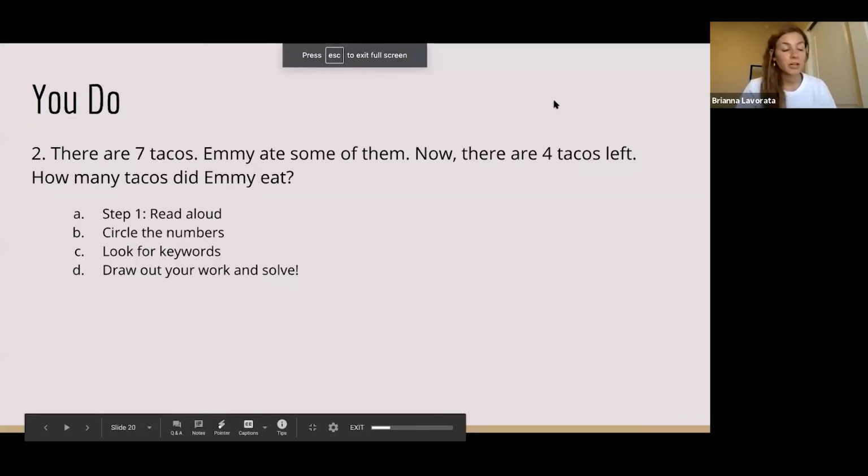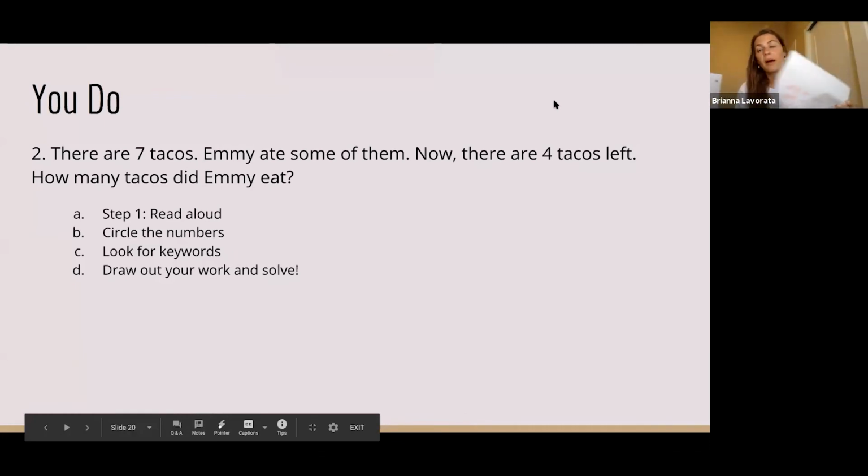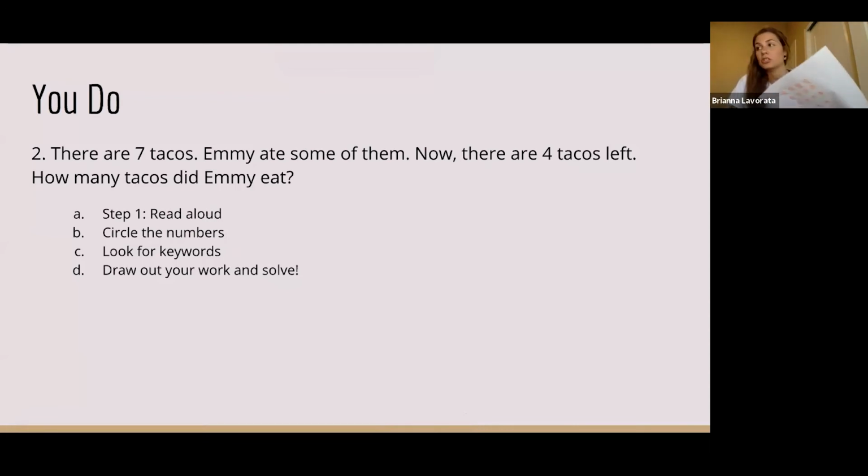So the problem you're going to be working out on your paper, and I'm going to be doing this alongside you. However, I want you guys to focus on doing this mostly by yourself. So it says, there are 7 tacos. Emmy ate some of them. Now there are 4 tacos left. How many tacos did Emmy eat?